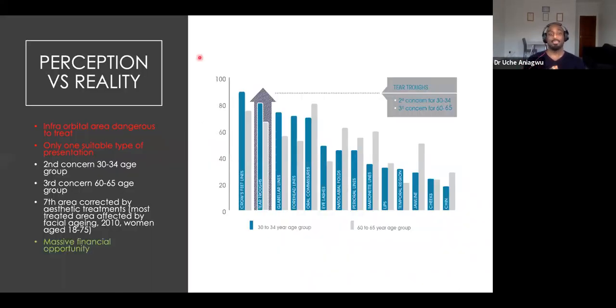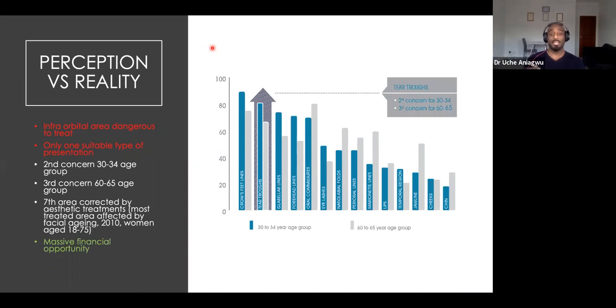Now, before we get into the nitty-gritty science and the options, let's talk a little bit about why it's good that you're here and you made a smart move to join in today. Treating the under eye region, the infraorbital region, or periorbital for that matter, it's where things are going. And there's a lot of perception and reality differences, which I wanted to address very quickly.